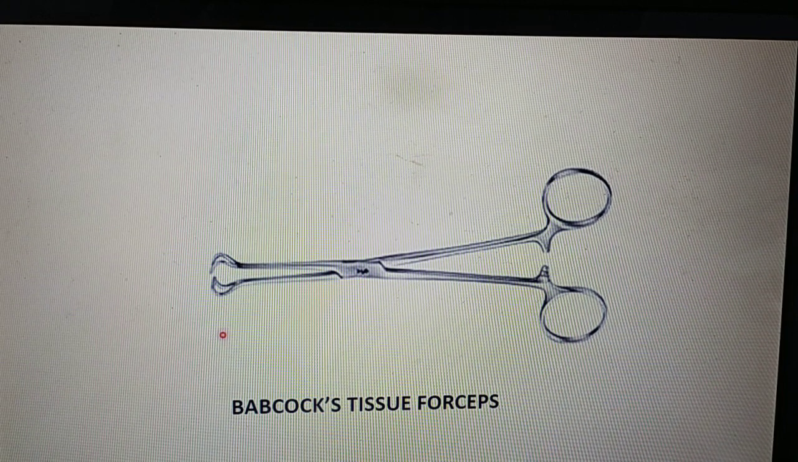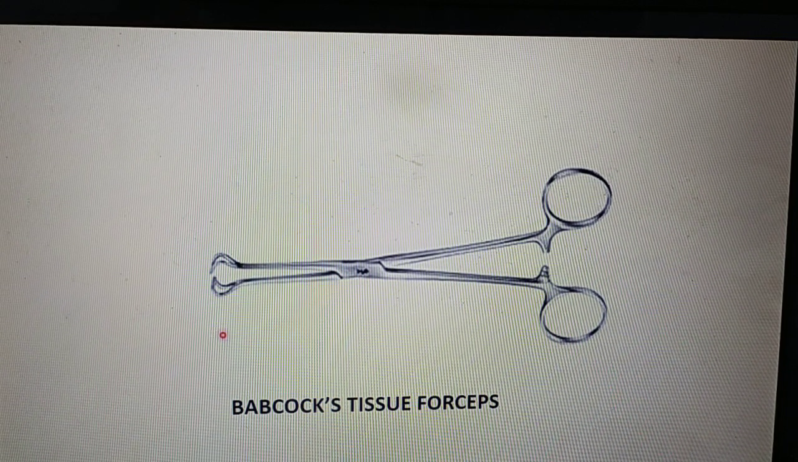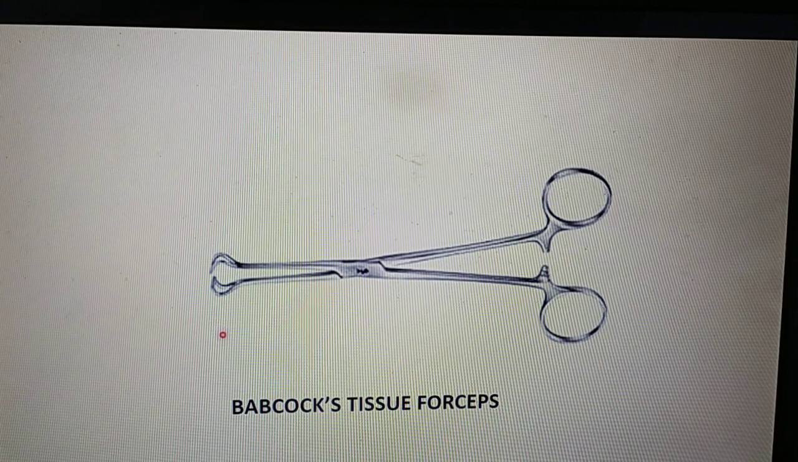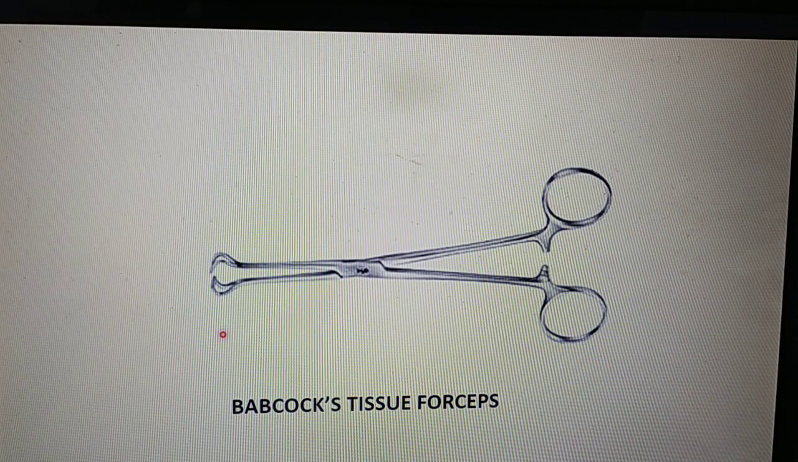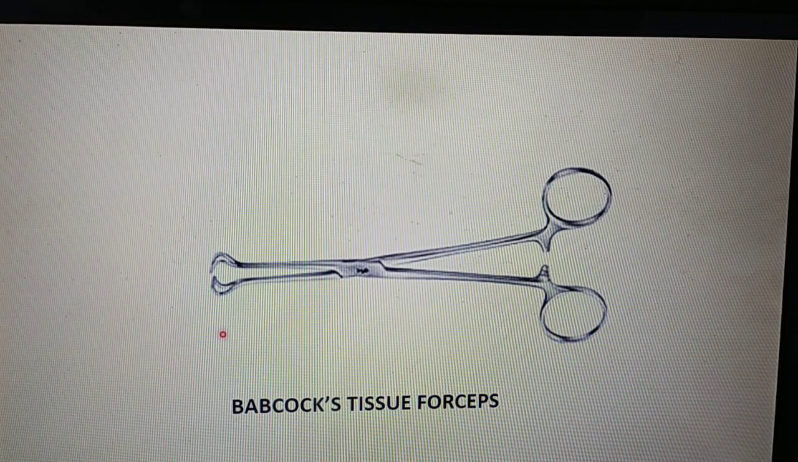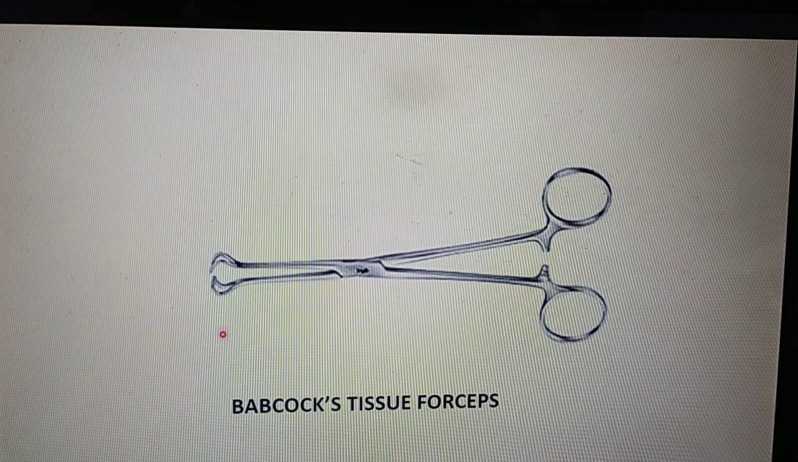It is used during choledochoduodenostomy to hold the duodenum before making an incision in the first part of duodenum. It is also used to hold the cut margins of bladder during transvesical prostatectomy or suprapubic cystolithotomy. So these are the uses of this instrument. It is also sterilized by autoclaving.